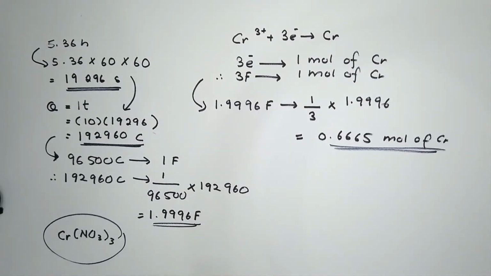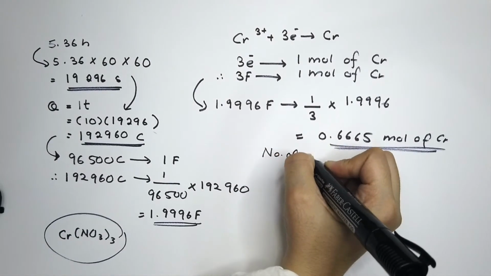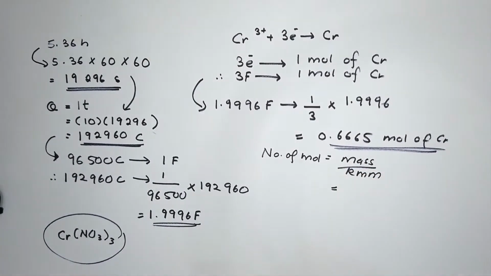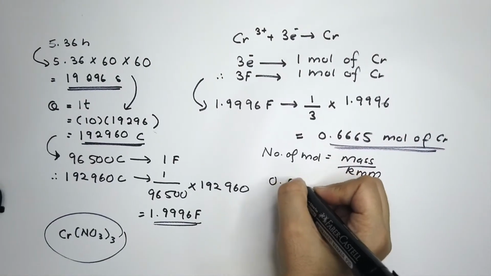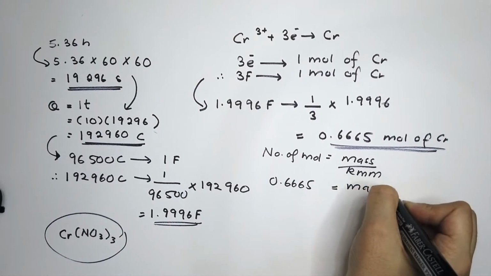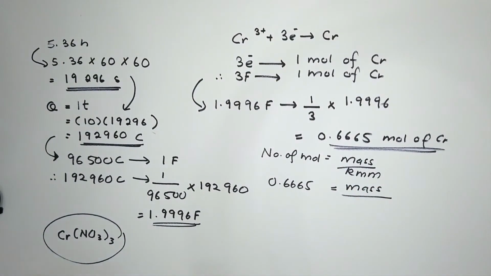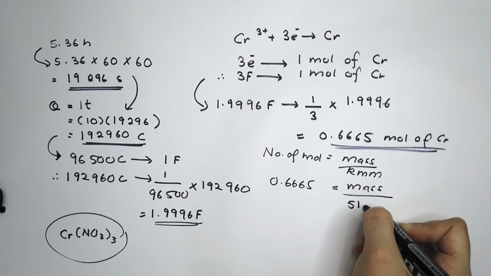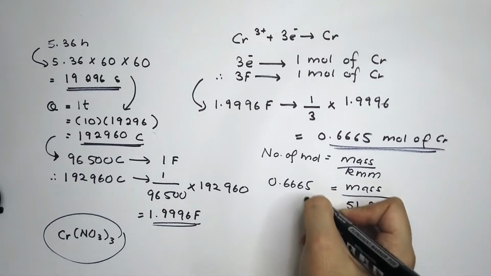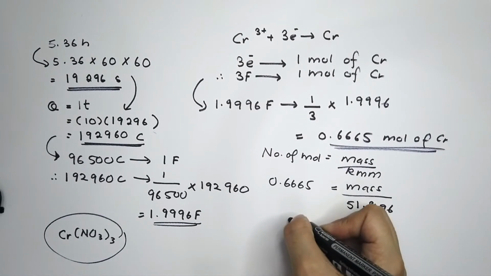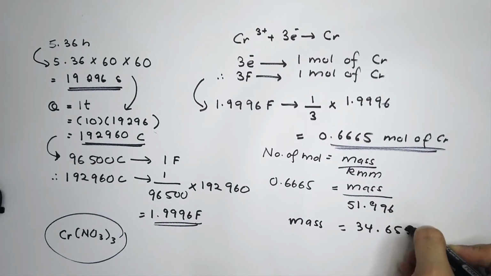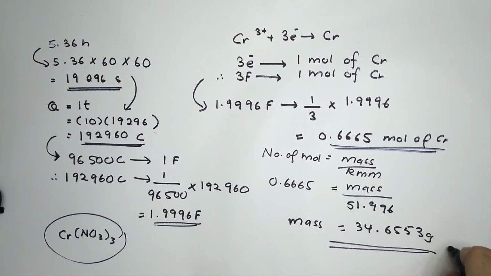Alright, but in the question you were asked to find what is the mass of chromium that will be electroplated out. So it means that number of mole is equivalent to mass over RMM. So the mass is what you want to calculate. The number of mole is 0.6665. The mass divided by the RMM. So you should be able to find the RMM from the list that I have given you in the question. So from that list, you should find the RMM for chromium is equivalent to 51.996. Therefore, this one times 0.6665. So the mass shall be equivalent to 34.6553 grams. So this is the final answer for this question.